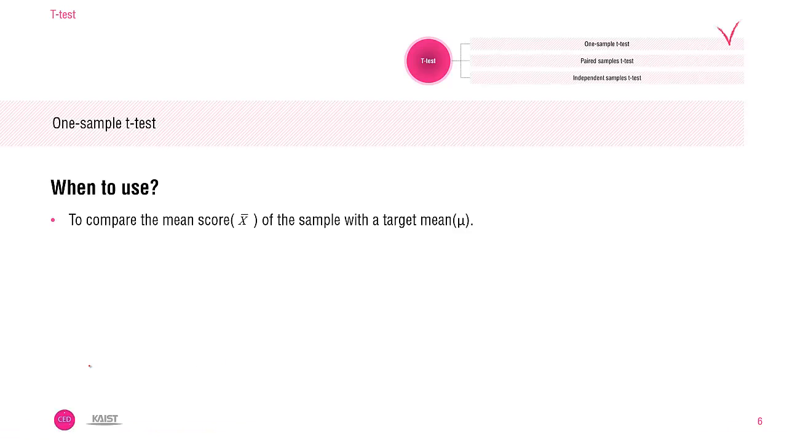In this video, the one-sample t-test is going to be introduced. The one-sample t-test is used in order to compare the mean score of the sample with a target mean that is considered as a population mean, mu. Therefore, the question is whether the mean score obtained from the sample is statistically different from the mu or not.